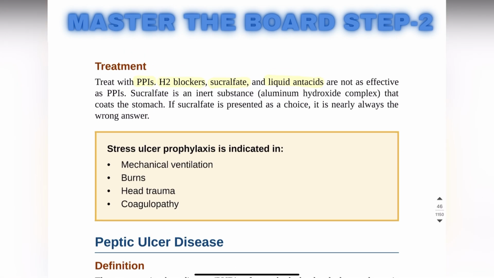What are the treatment options? The treatment options include PPIs, H2 blockers, sucralfate, and liquid antacids. Note that H2 blockers, sucralfate, and liquid antacids are not as effective as PPIs.